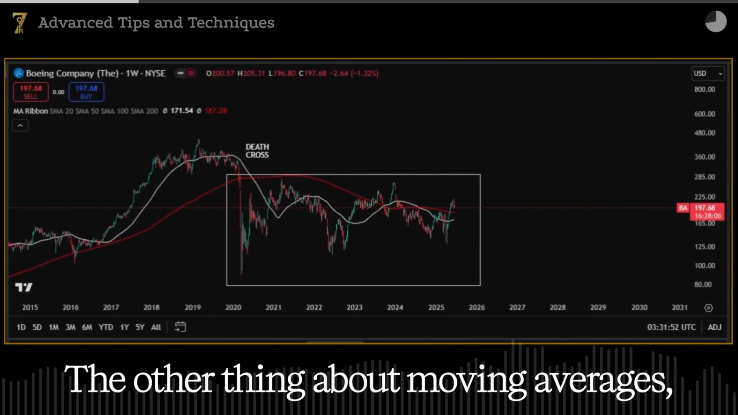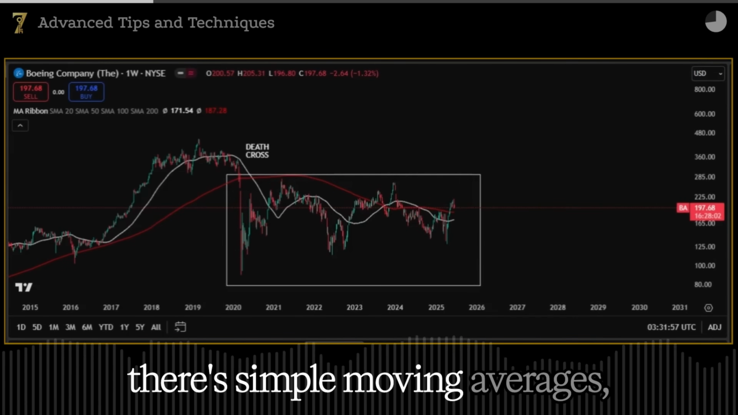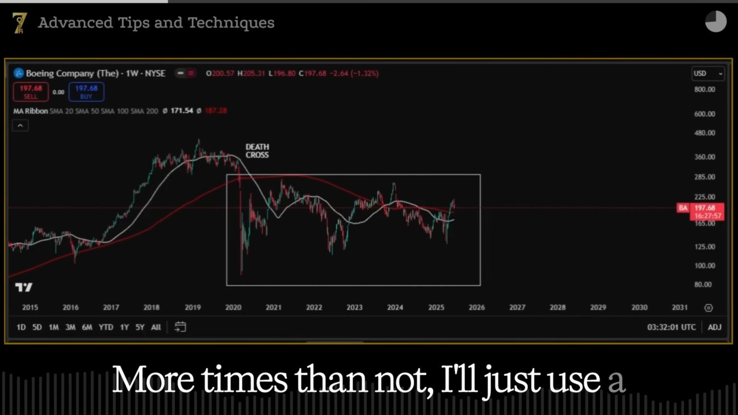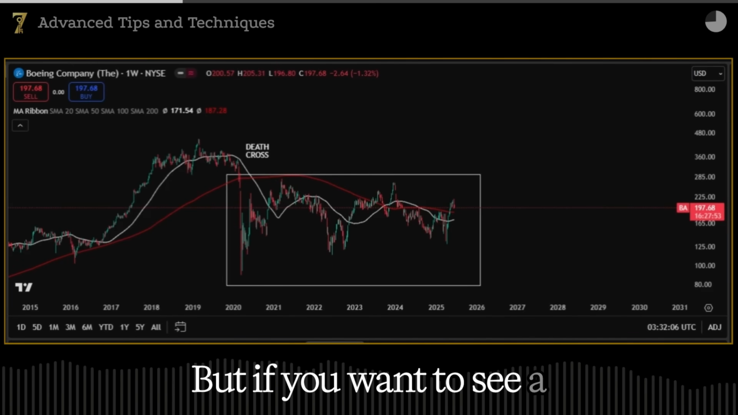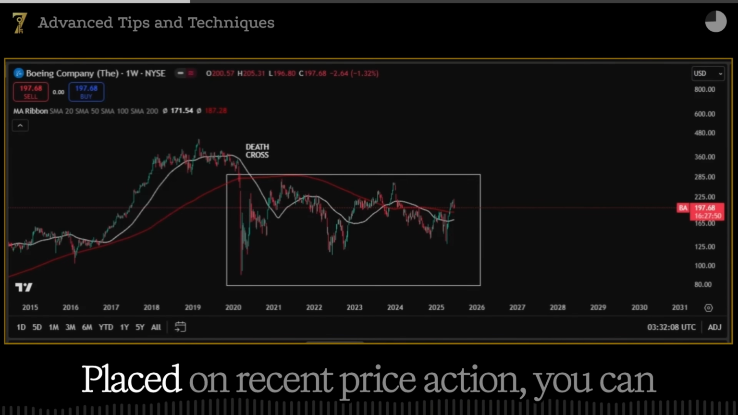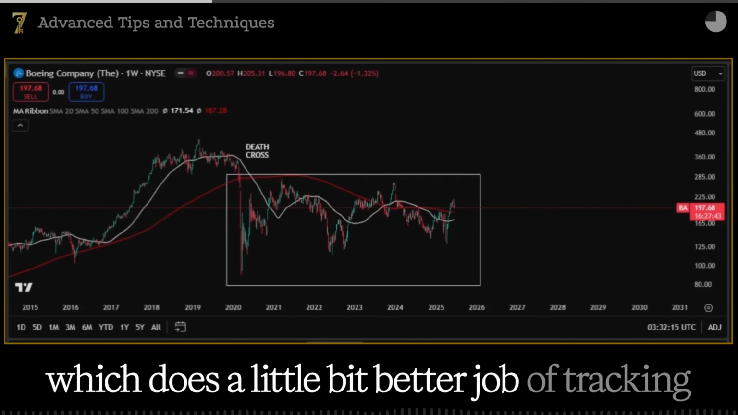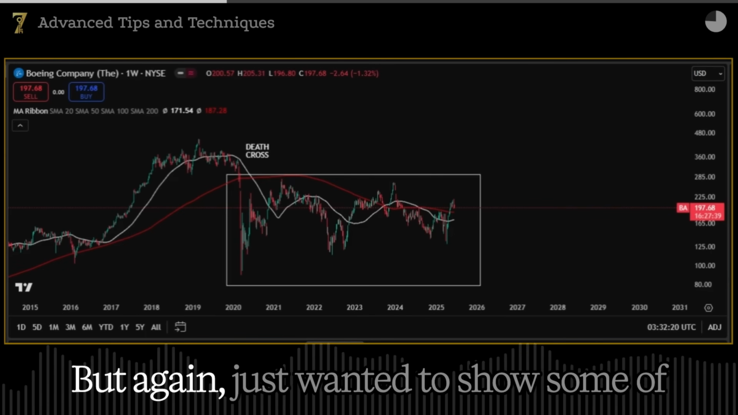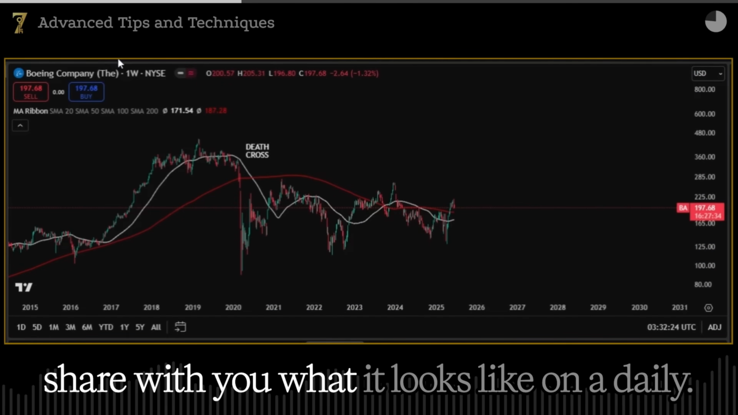The other thing about moving averages is they come in a lot of different varieties. There are weighted moving averages, simple moving averages, and exponential moving averages. More times than not, I'll just use a traditional SMA, the simple moving average. But if you want to see a little more weighting placed on recent price action, you can shift to the exponential moving average, which does a better job of tracking price, at least in the shorter time frame. But again, I just wanted to show some of the inefficiencies before I drill down and share what it looks like on a daily.